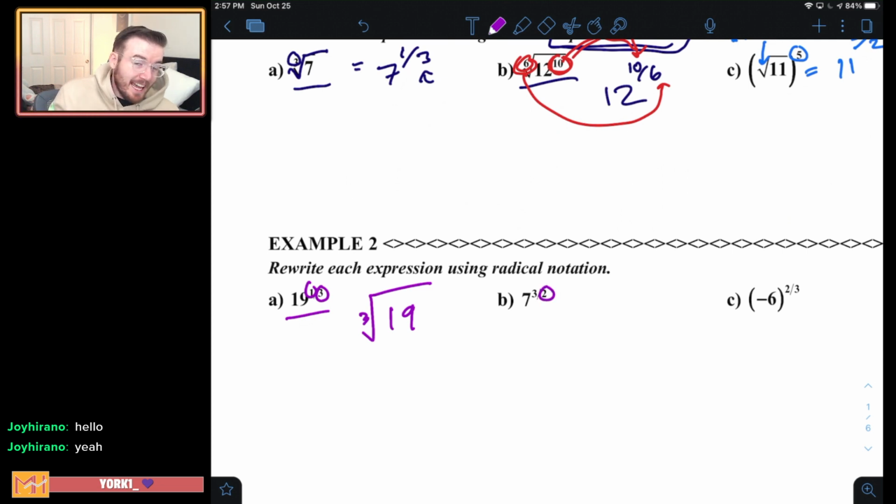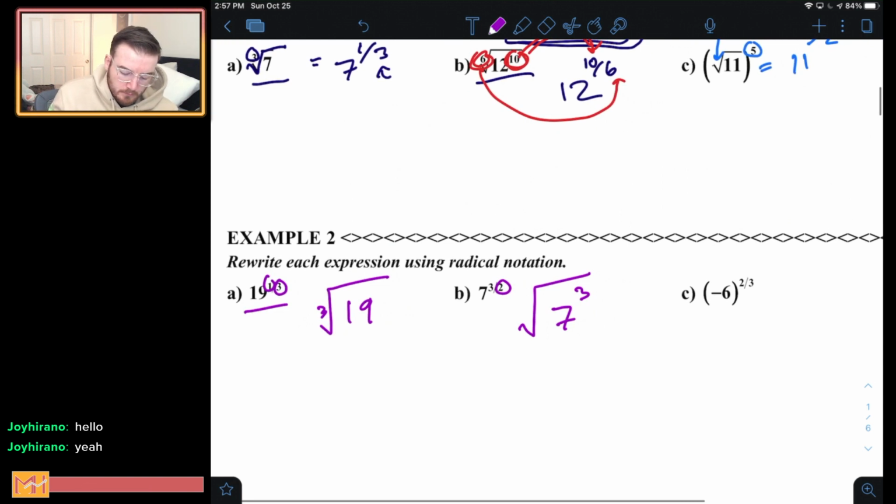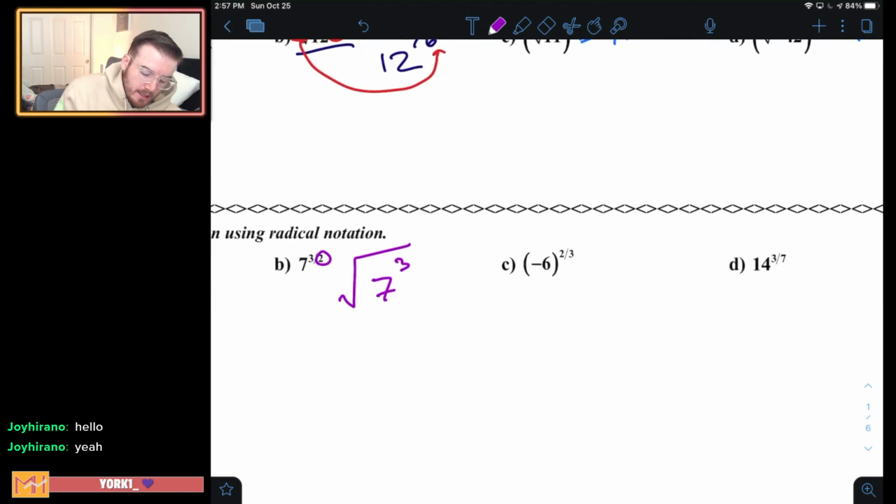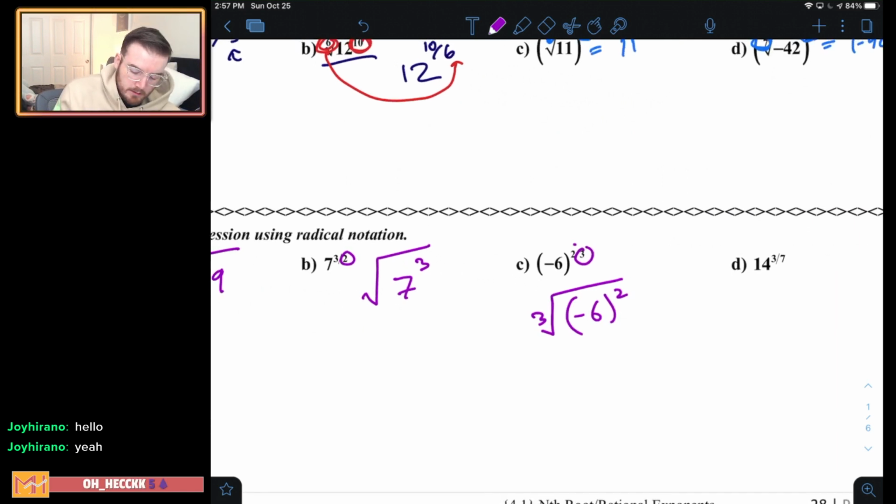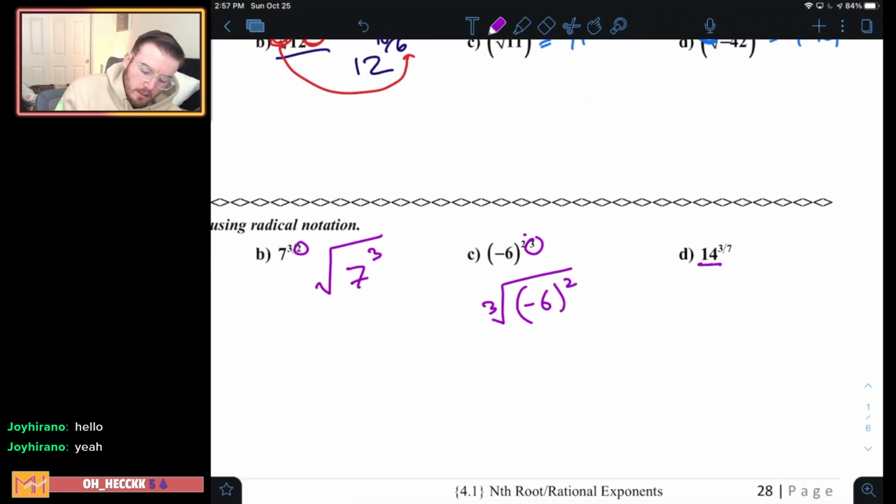The denominator is the size of the root. So this is a square root. We never really write the 2 for square roots. And then inside is 7 cubed. And this one here, the denominator is the size of the root, and the 2 is the exponent, just like so. This is the size of the root, 7th root, kind of weird, right? And then 14 cubed. That's the exponent.